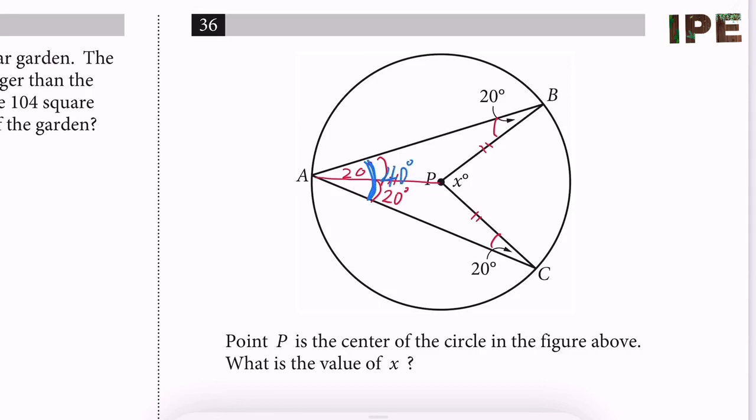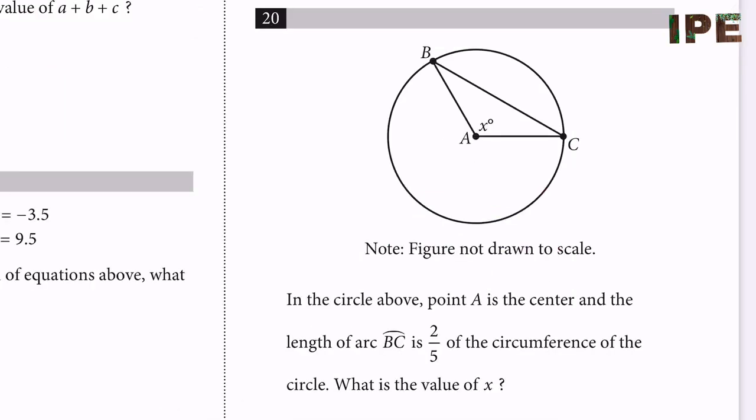The inscribed angle is 40 degrees, right? So what is the central angle? The central angle is double the inscribed angle. So 40 times 2 is 80 degrees. So 80 degrees is the answer.